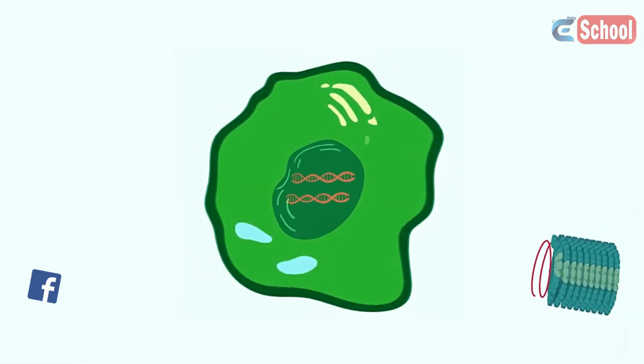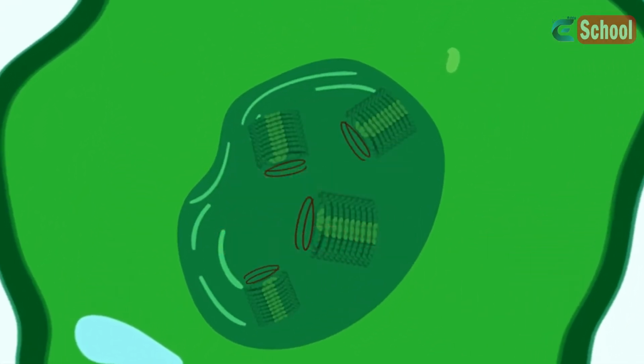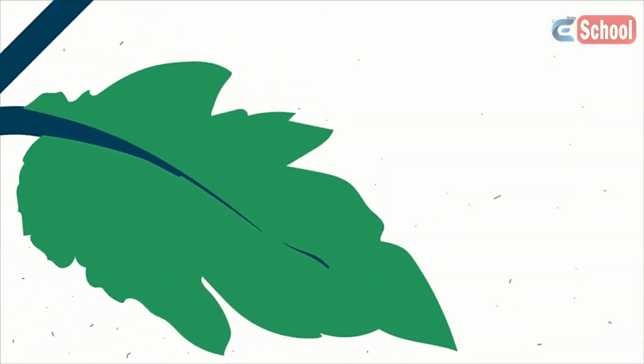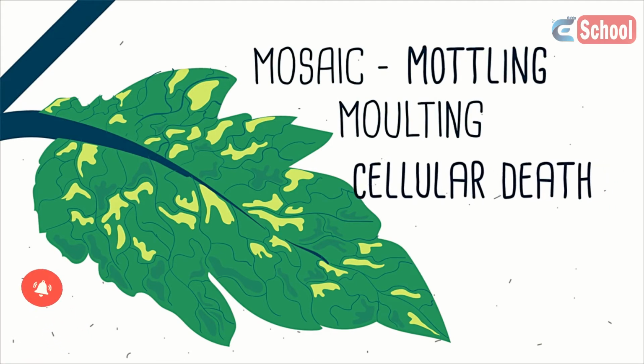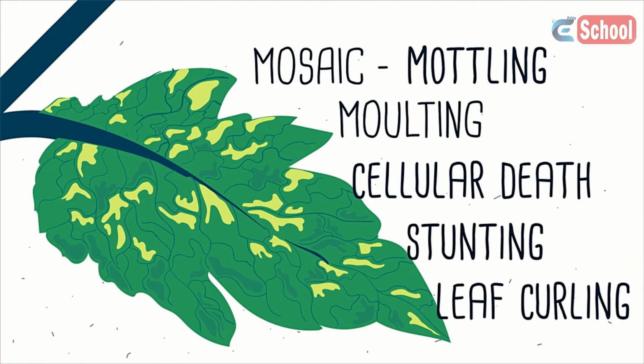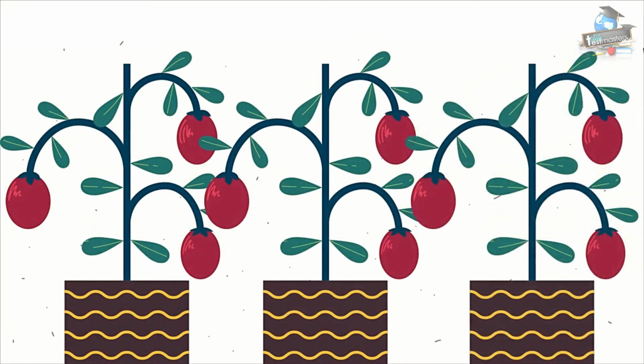Once it's in, TMV can hijack plant cells to aid its own replication. As the name suggests, the virus leaves a mosaic pattern on the leaves and also causes mottling, cellular death, stunting and leaf curling. This virus can devastate tomato crops.